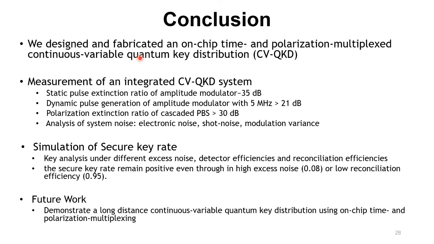We also analyze system noises, including electronic noise, shot noise, and modulation variance. Simulation of key analysis under different conditions is performed. The result shows the secret key rate remains positive over 40 km, even in high excess noise or lower reconciliation efficiency. In future, we will continue to do the demonstration of long-distance continuous variable quantum key distribution by on-chip time and polarization multiplexing.